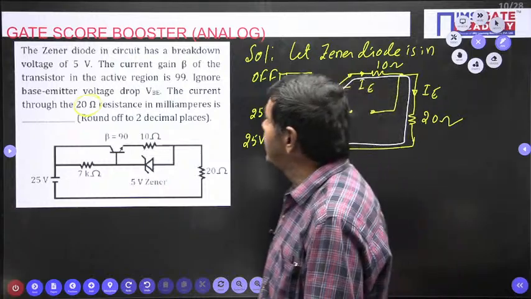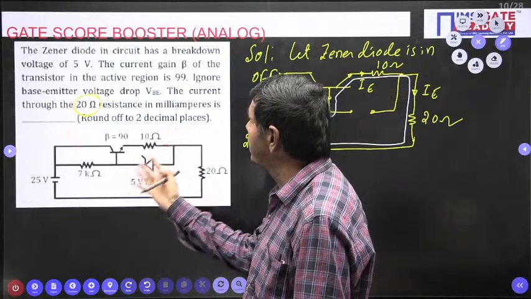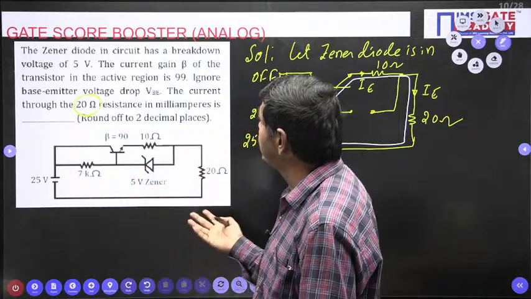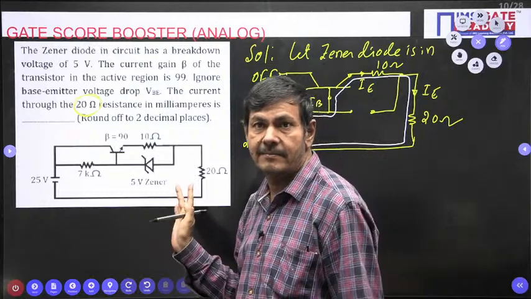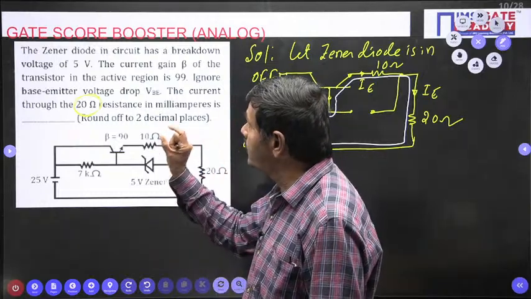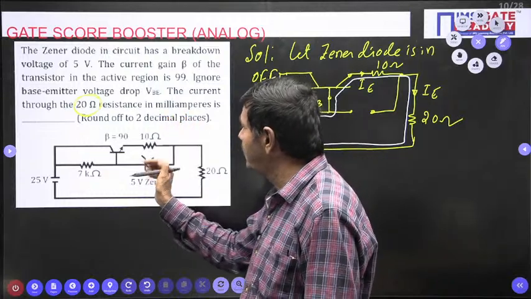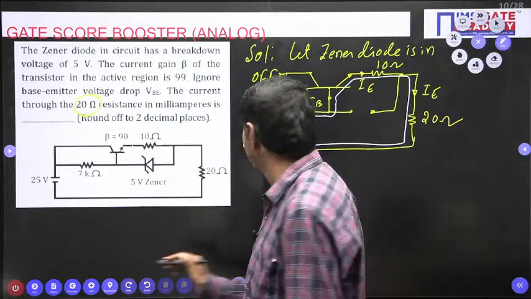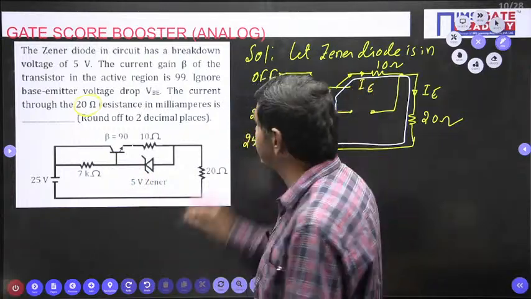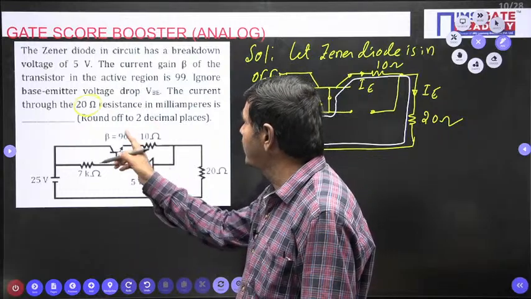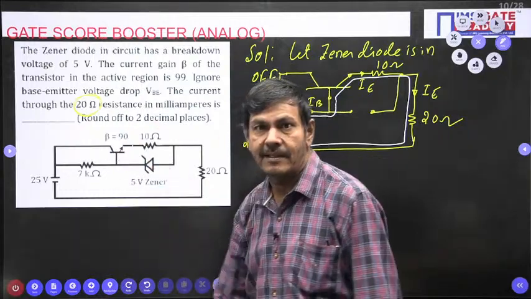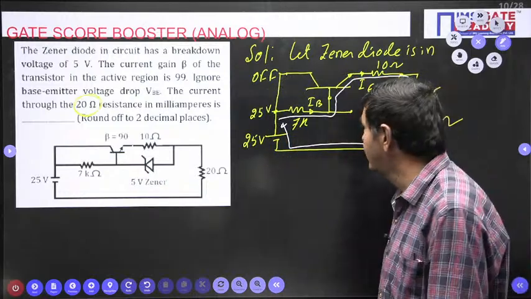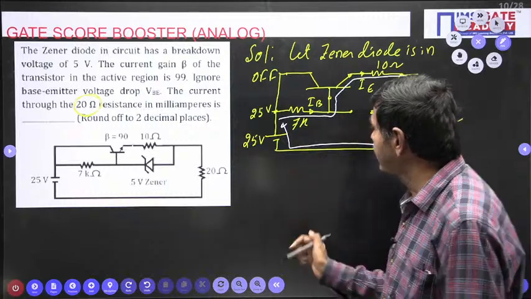But in the problem it is clearly given that the Zener diode in the circuit has a breakdown voltage of 5 volts. The current gain beta of the transistor is 99. Ignore the base emitter voltage drop VBE. The voltage across this you neglect, it is saying. The current through the 20 ohm resistor in milliamperes is required. Asking to neglect the base to emitter voltage, 0 volts. Then I can write the equation like this.